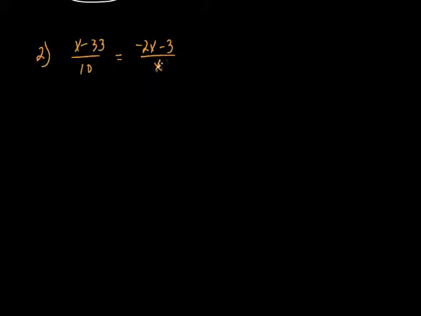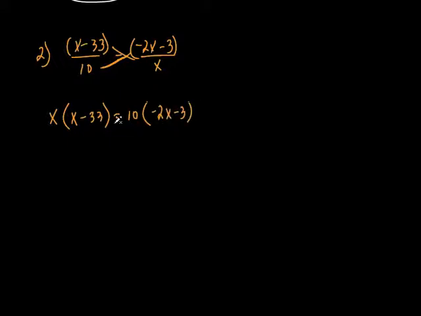What would you rather do? Would you rather multiply by 10x? Because that's what we've been doing. You want to cross multiply? Alright, let's cross multiply. So what I have to do is I got to make sure I put that in parentheses because I have to distribute that. Multiply this. You see it? Doesn't really cross, but there you go. Alright, so what do we have? We have x times x minus 33 equals 10 times negative 2x minus 3. Alright, and let's solve for this. Distribute. So I've got x squared minus 33x equals, distribute the 10, that's negative 20x minus 30.